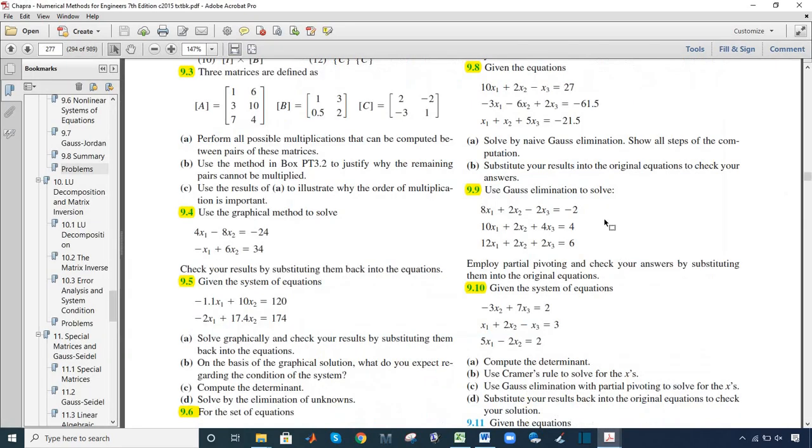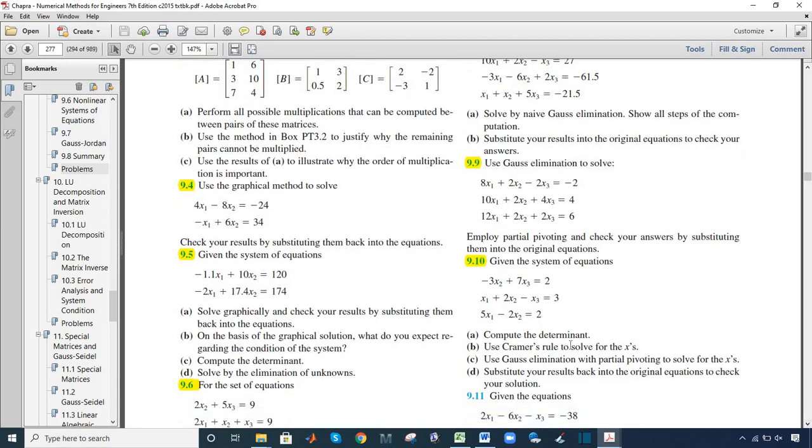When you solve this question 9.9, you will get the values of x1, x2 and x3 as x1 is equal to 1.5 and x2 is equal to minus 6.5 and x3 is equal to 0.5. When you put these values into these equations, you will get the answers like minus 2, 4 and 6. 9.10, given the system of equations. These are the three systems of equations.